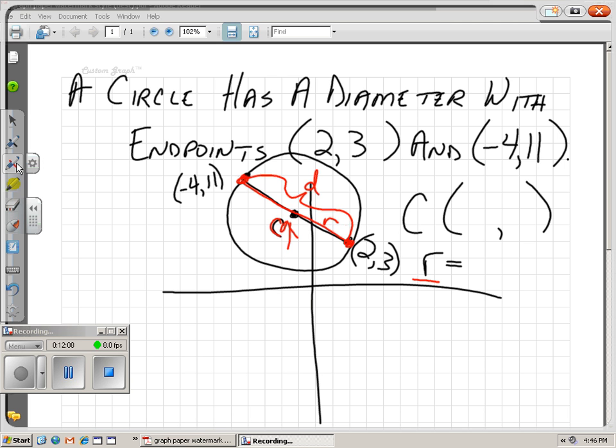Now, how do I find the center? The center is going to be halfway in between those 2 points. And what did we just learn in this chapter? What's halfway in between 2 points? That's called the midpoint. So you have 2 things to do. Find the distance and cut it in half. That'll give you your radius for your circle. And to find the center, we're actually talking about a point that's halfway between negative 4, 11 and 2, 3. That's called the midpoint. So use those 2 formulas, pull out that information, and then plug it into your standard equation for a circle, and you're done.